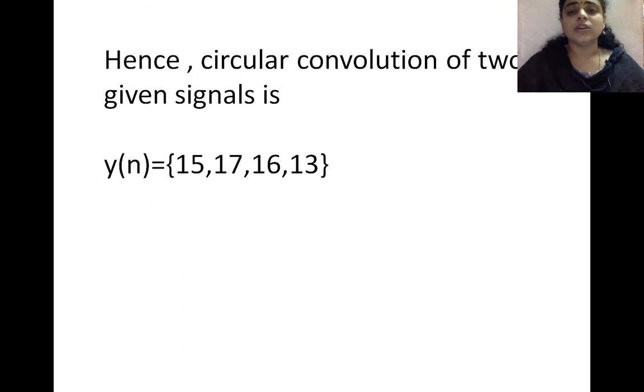In this way you will be able to find the circular convolution of two given signals. Hence the circular convolution of the given signals is y of n equal to 15, 17, 16 and 13. This circular convolution can be verified by the matrix multiplication method, which is the shortcut method for GATE also. You have to check whether the result is correct or not with the help of that matrix method.